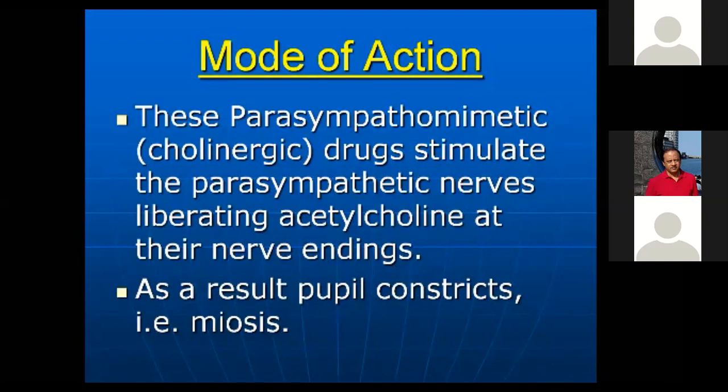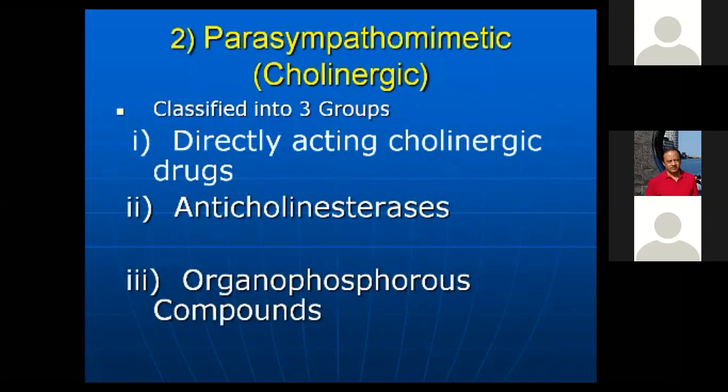Now, these are some of the drugs which belong to this category, parasympathomimetic drugs. They are classified into three groups. Directly acting cholinergic drugs, second, anticholinesterases, and the third, organophosphorous compounds.